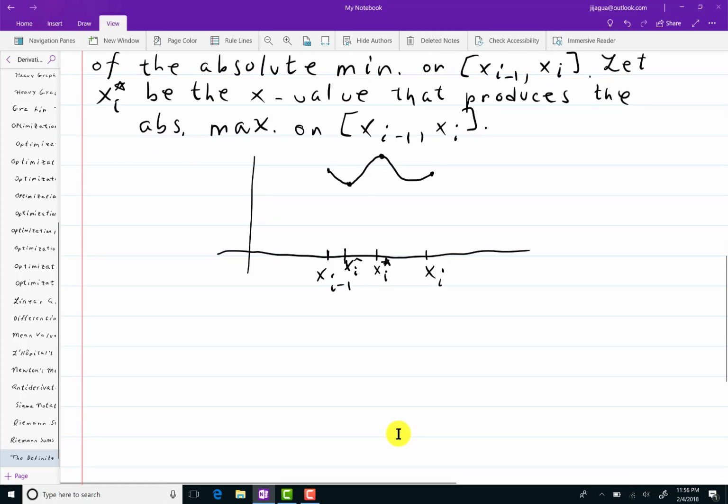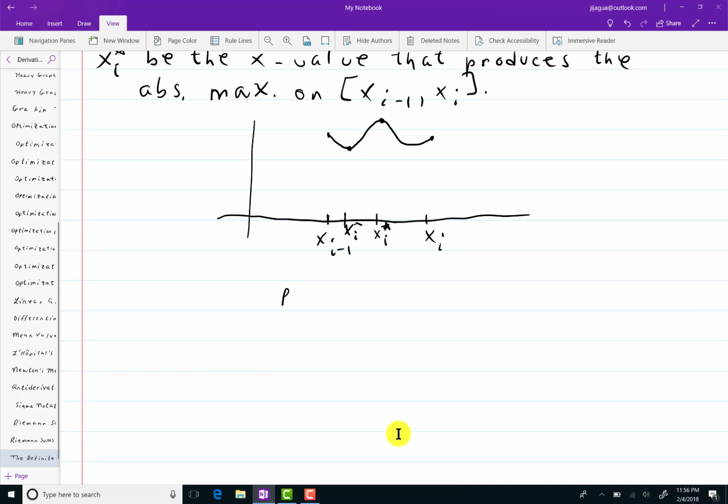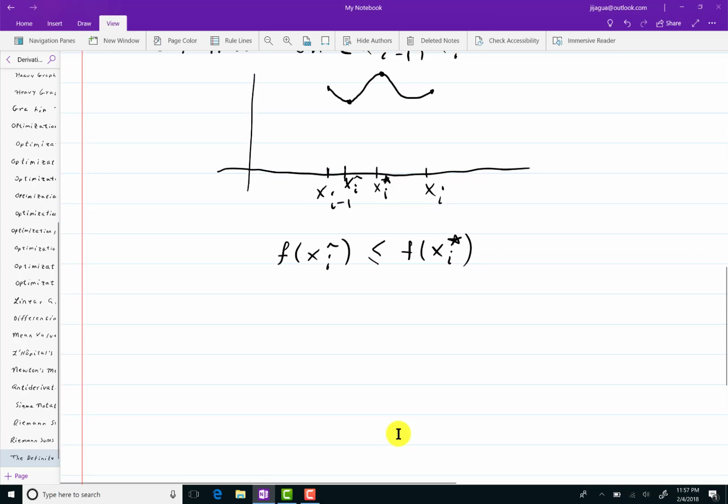So what do you have? No matter what, f of x sub i squiggle is less than or equal to f of x sub i star. I mean, this could be a constant function or constant in some places. So for each subinterval, you're choosing places where you have the lowest and highest values.